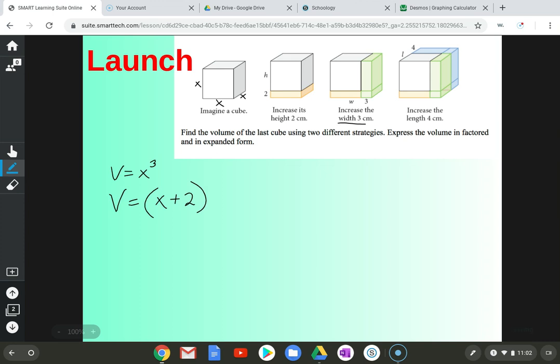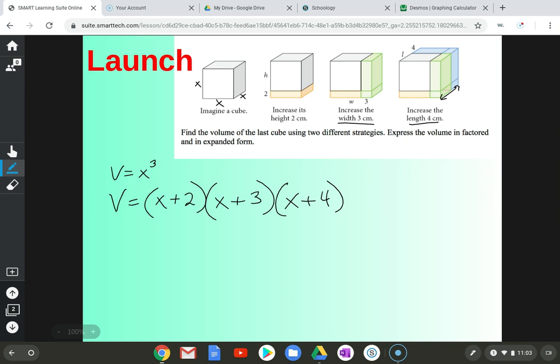Our width, if we increase the width by 3, is no longer x, it's x plus 3. And our length, if we increase the length by 4, is no longer x, it is x plus 4. So the volume of this new box that we have created is x plus 2 times x plus 3 times x plus 4. x can represent the length of any original cube, and now if we expand the height, the width, and the length, we end up with a new function.